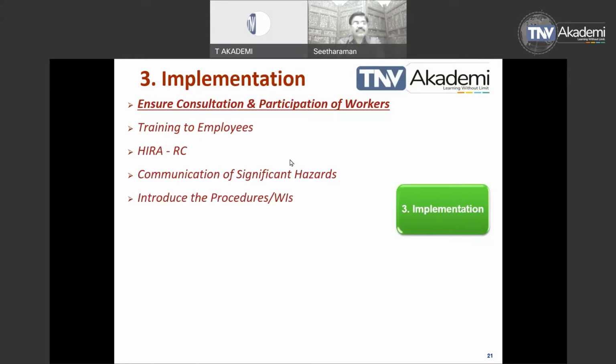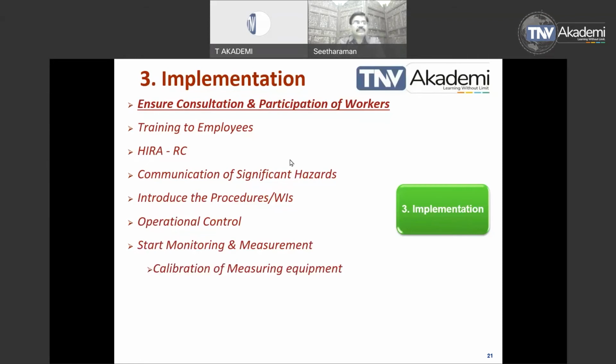Then we introduce the procedures and work instructions which we developed in the documentation phase, and put operational controls in place, where we look at what hierarchy of controls we have to have so that the risk can be minimized in the organization. Then we monitor and measure incidents as well as certain parameters from the occupational health and safety point of view. Those things have to be maintained. And then calibration of those measuring equipment is very important to ensure validity of the measurements.